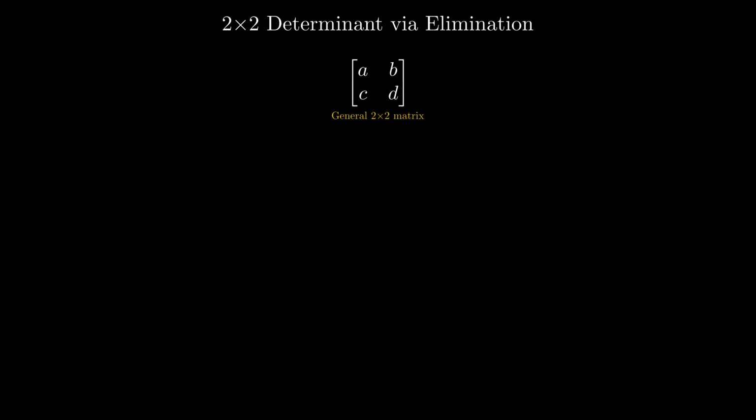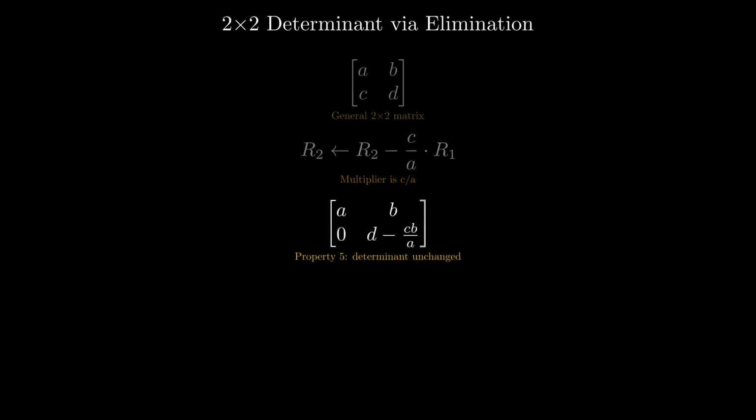Start with a general 2 by 2 matrix with entries A, B, C, D. We subtract C over A times row 1 from row 2. The new row 2 becomes 0 and D minus CB over A. By property 5, this row replacement does not change the determinant. Now the matrix is upper triangular.